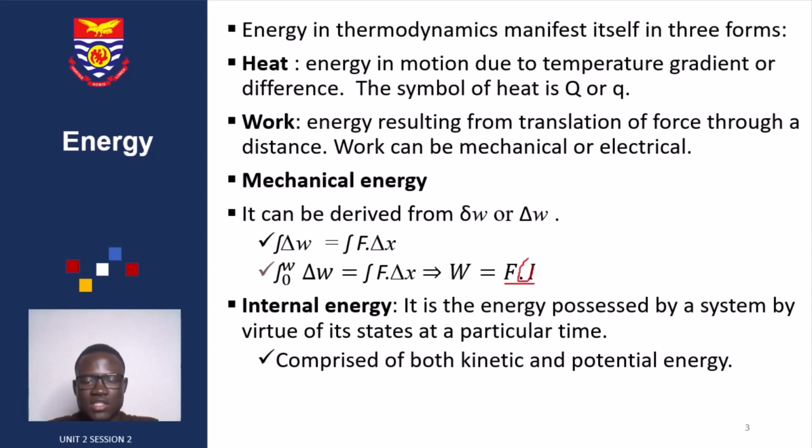What is internal energy? The internal energy refers to the energy possessed by a system by virtue of its state at a particular time. In other words, it is the energy possessed by each particle in an isolated system. The total internal energy of a system is the sum of all kinetic energy and potential energy for each particle in a system. And usually the symbol for internal energy is represented as U.